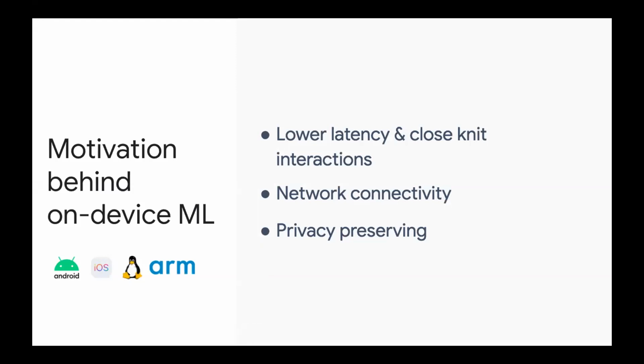Okay, so the motivation behind doing on-device machine learning is quite evident, and it has strong reasons. The number one reason being there would be some mission critical applications where batch prediction is not really desirable. You would need to have instantaneous prediction, and that means that your application must be delivering extremely low latencies and close-knit interactions between all the different components that might be involved in your application.